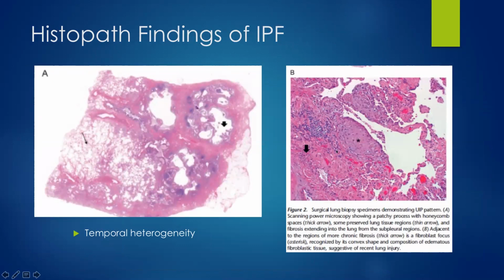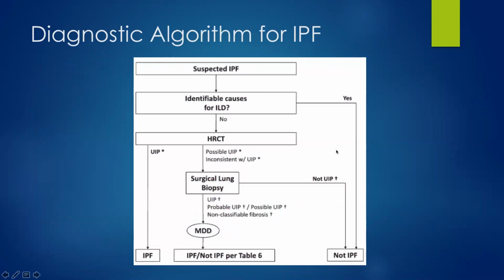You don't need to know what a fibroblast foci looks like. Okay, so for the most part, the only time you really think about doing a surgical lung biopsy is if your imaging isn't consistent, right? So you rule out all the rheumatologic stuff. You always have to do that. But if your CAT scan is not consistent with IPF, so let's say you see a lot of honeycombing at the top of the lung, not really at the bottom, then you have to think about a surgical lung biopsy.